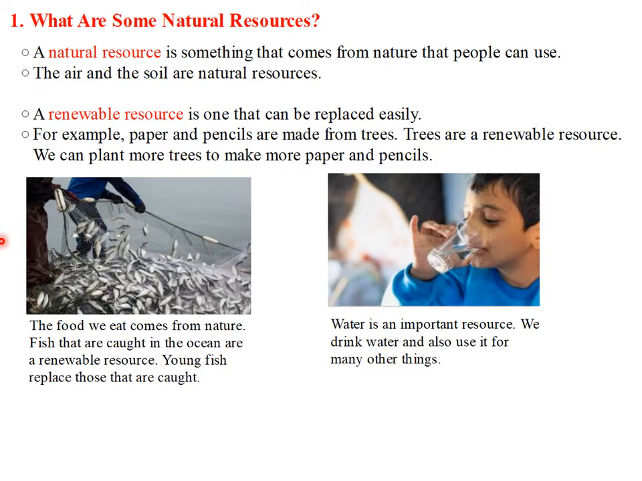Now, if we look at the first picture on the left, we can see that the food we eat comes from nature. Fish that are caught in the ocean are a renewable resource. Young fish replace those that are caught. So this is a natural resource that is renewable. In the second picture on the right, we can see that water is an important resource. We drink water and also use it for many other things.